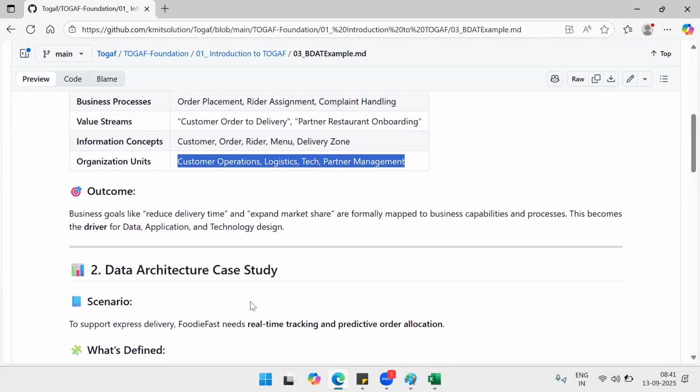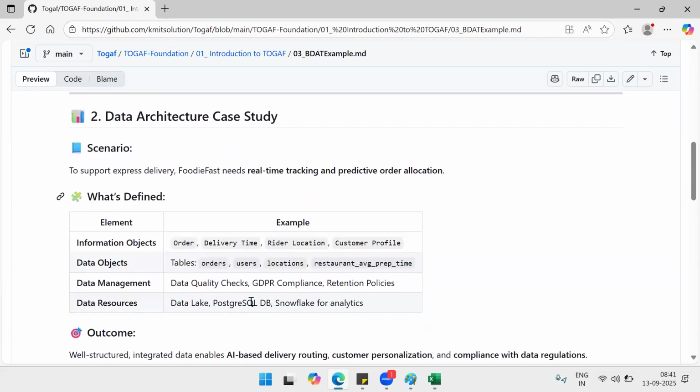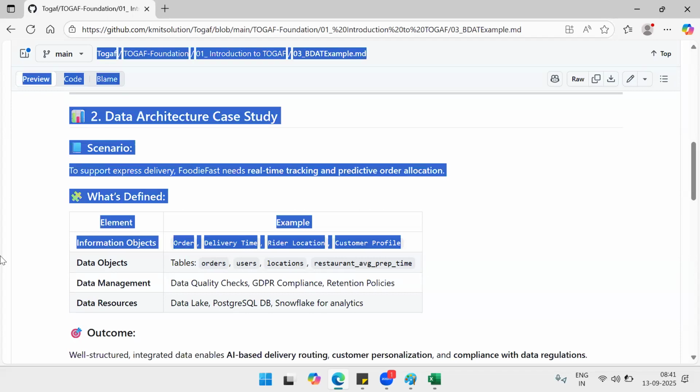Right? Now after that, we will talk about the data. To support the express delivery, Foodie Fast needs real-time tracking and predictive order allocation. So if you are promising 15-minute delivery, and there is a heavy traffic jam or bad weather, can we deliver in 15 minutes? Those things are also considered as use cases.